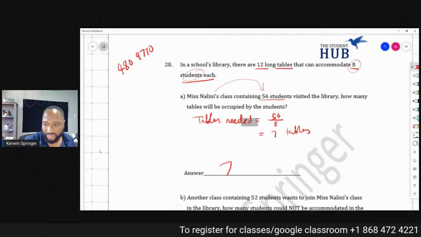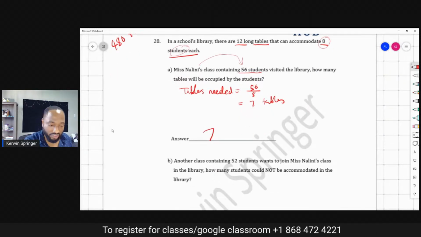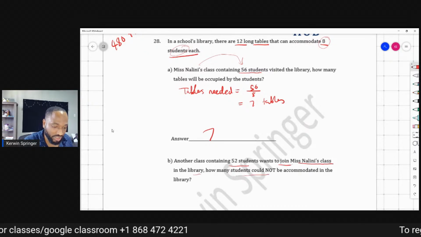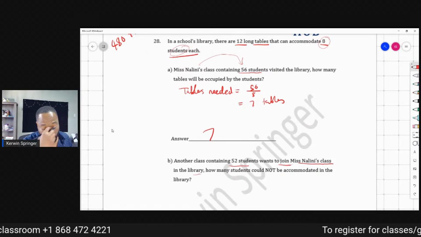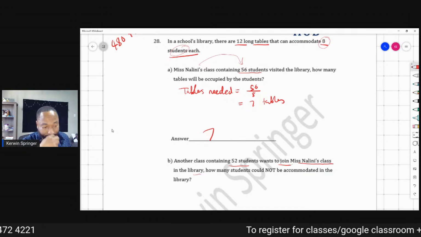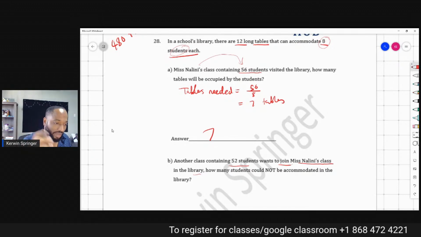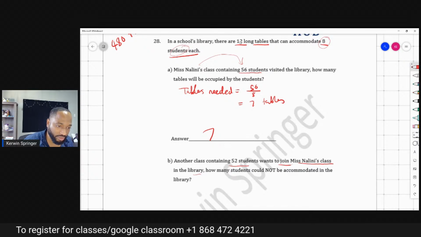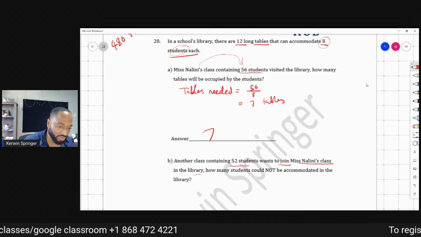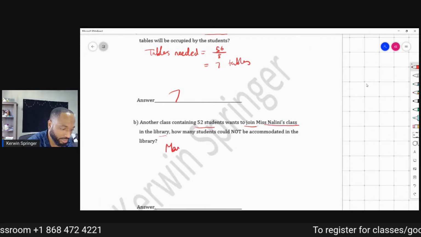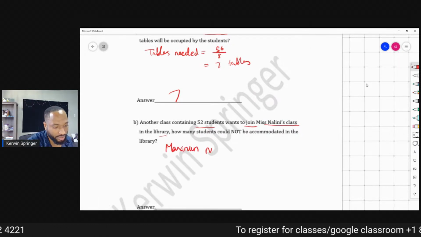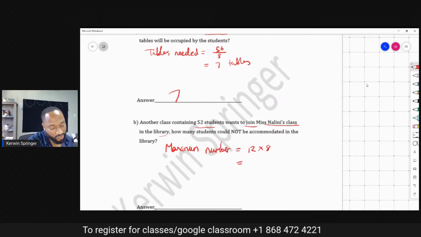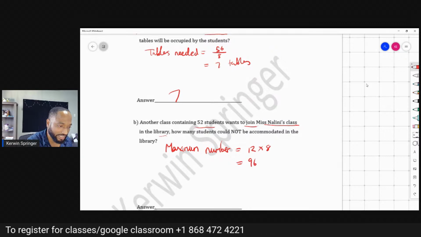So 7 tables. Another class, not Miss Nalini's class, containing 52 students wants to join Miss Nalini's class in the library. How many students could not be accommodated in the library? Oh gosh. How much is the maximum number of students we could take inside here? 12 tables containing 8 each. So we could take 12 by 8. Maximum number would be 12 tables, each one of them holding 8. 12 8s are 96. So we could take 96.